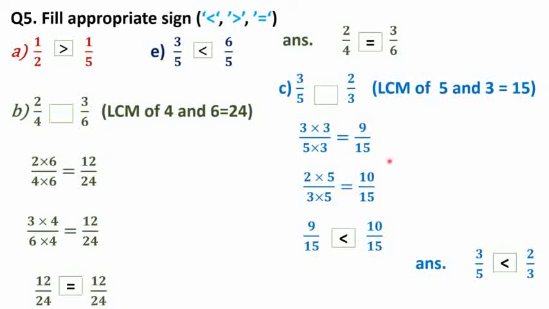Now we can see both of these fractions are like fractions. So when we compare now 9 by 15 and 10 by 15, we get 10 by 15 is the bigger fraction than 9 by 15 because 10 is greater than 9. Okay. So since 9 by 15 is smaller and 10 by 15 is a bigger fraction, therefore here 2 by 3 will be a greater fraction than 3 by 5.